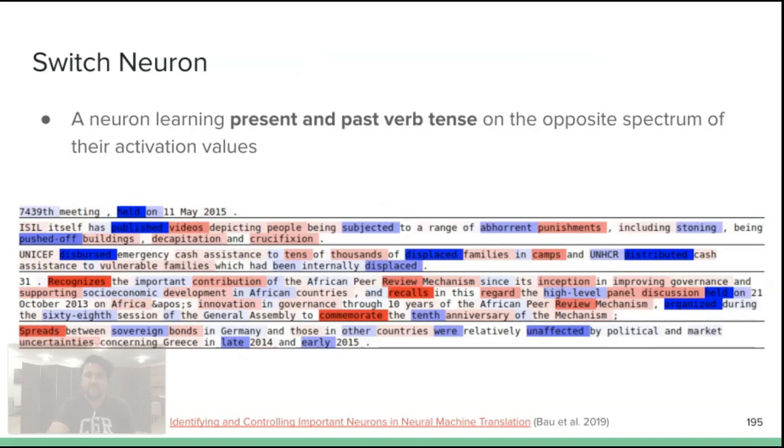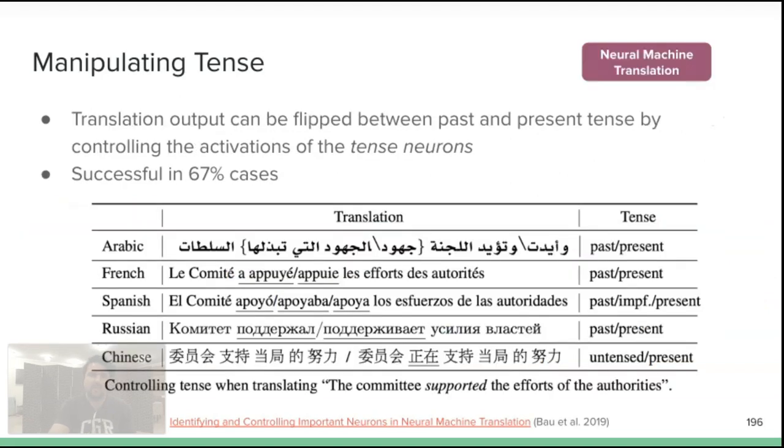Do you remember the switch neuron that I showed you earlier, which activates positively for the present tense verbs and negatively for the past tense verb? Bao et al. showed that by manipulating the activations of such a neuron, we can generate present or past tense output in the LSTM-based machine translation system. And they tried it for many different language pairs where they were finding these English verb neurons on the encoder side, but manipulating them, they were able to control the output of the machine translation decoder.